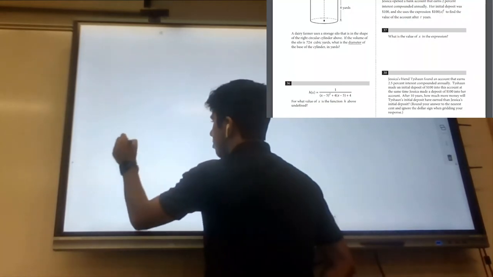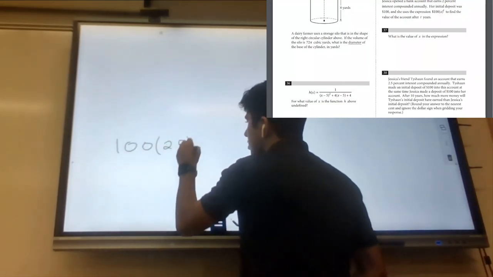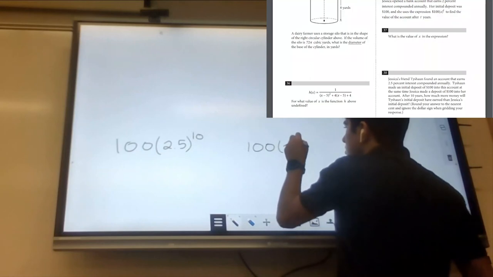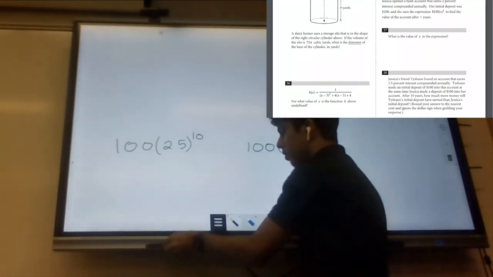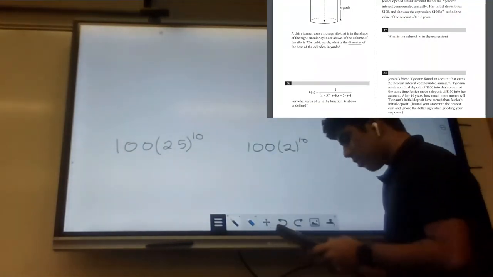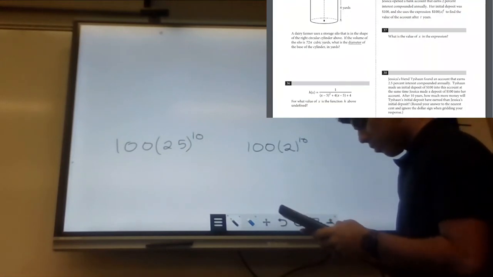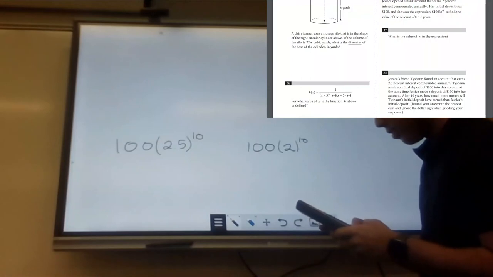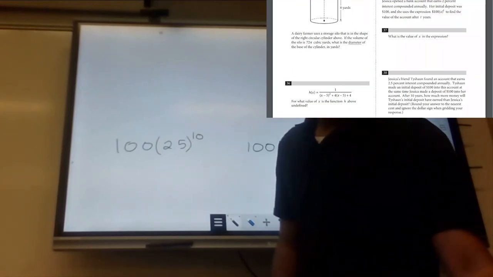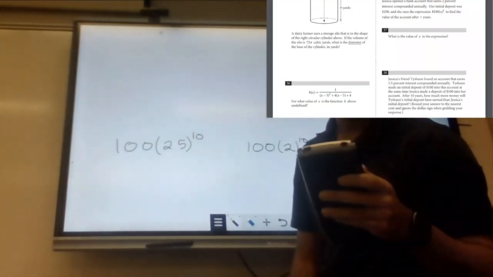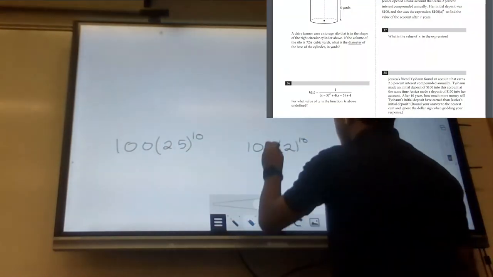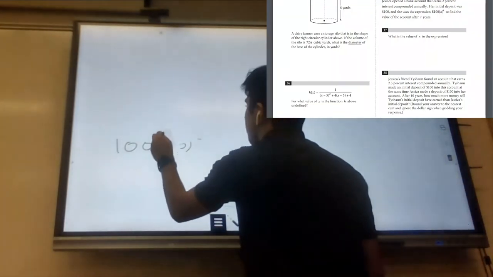So Tyshawn would have $100 times 2.5 to the t years, which is 10, because after 10 years. And then Jessica would have 100 times 2 to the 10. Now, this is going to be a very big number. So, oh, actually, wait, hold on. False alarm. This is not how the equation should be written.